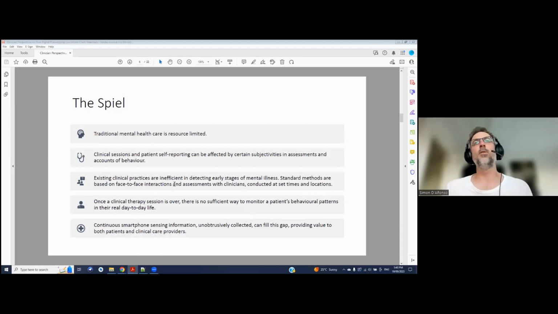Fourth, once a clinical therapy session is over, there is no sufficient way to monitor a patient's behavioural patterns in their real day-to-day life. And finally, continuous smartphone-centered information, unobtrusively collected, can fill this gap, providing value to both patients and clinical care providers.